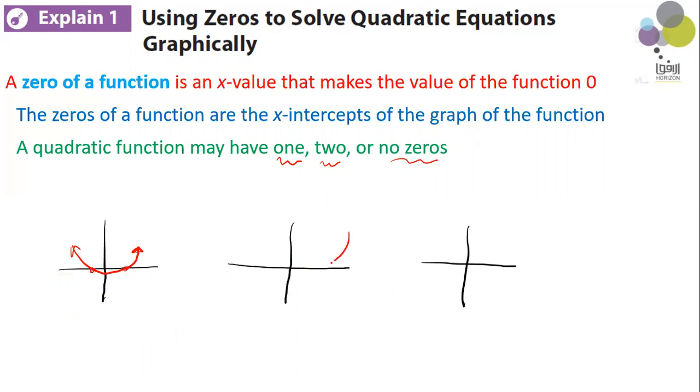We can find a parabola like this, intersecting the x-axis at only 1 point. So we have only one zero, or one solution, okay? You may find a parabola like this. This parabola will not intersect the x-axis, so there is no solution here. No zeros. Maybe like this also, it will not intersect the x-axis. So we have three cases. A parabola may intersect the x-axis at 2 points, so we have two solutions. A parabola may touch the x-axis at 1 point, so we have only one solution. A parabola may not touch the x-axis, and in this case, there is no solution or no zeros.